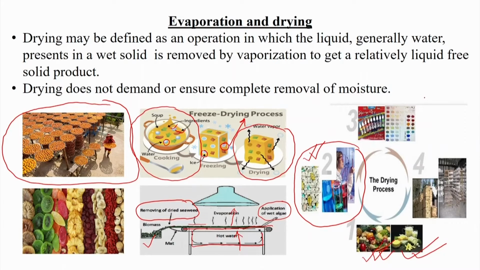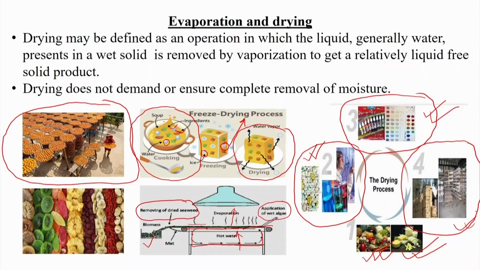Whenever we talk about dyes or paints etc., these are also dried. The drying process is applied to different painting materials, inks or dyes, in many instances. And the fourth one is that, as a whole, different types of dryers are there to dry many different types of products.